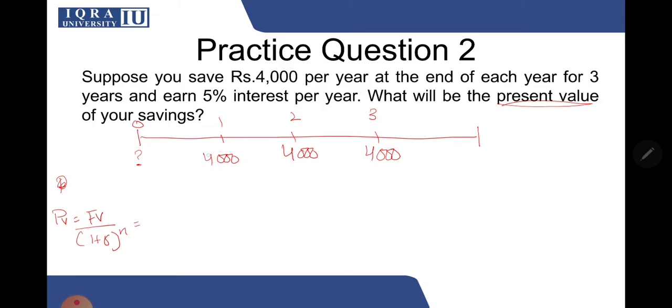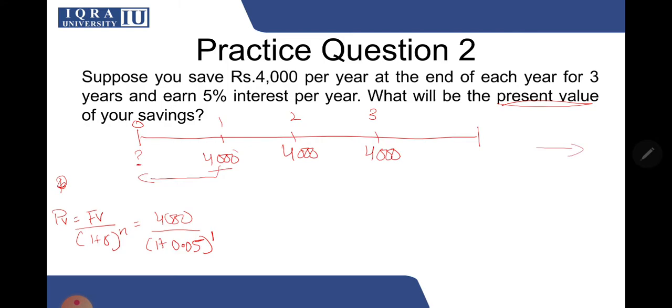Now the first future value is 4,000. Remember, in single cash flow you need to treat each cash flow separately. The rate is 5%. Again, now the question is, what should be n over here? Remember, in present value you're going towards time 0, so you're going to bring back this value 1 year, so the power will be 1 over here. You need to remember the direction that you're going while calculating future value or present value.